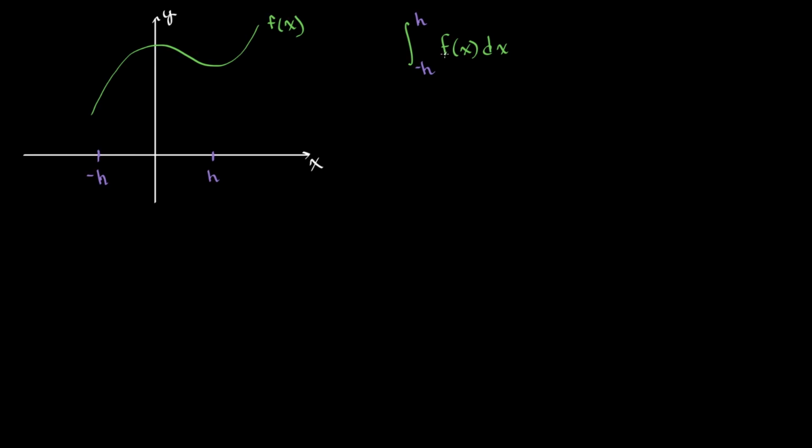rule with two subintervals to approximate this definite integral right here. So let's do that. We're going to take Simpson's rule with two subintervals, and that's going to be equal to delta x over 3. So let's get delta x sorted out here first. So our full length of the interval is going to be h minus negative h, and then we have two subintervals. So this is going to be 2h over 2, so that is just going to be h. So h is delta x.